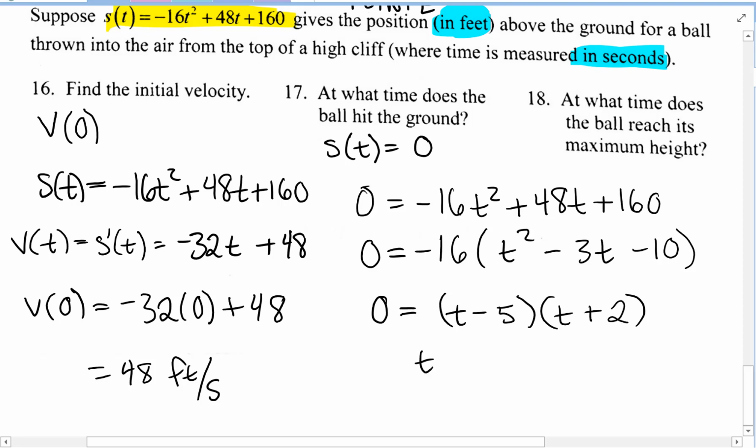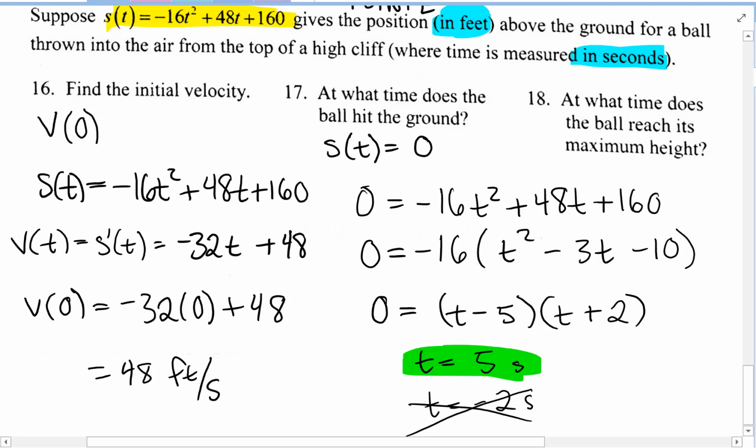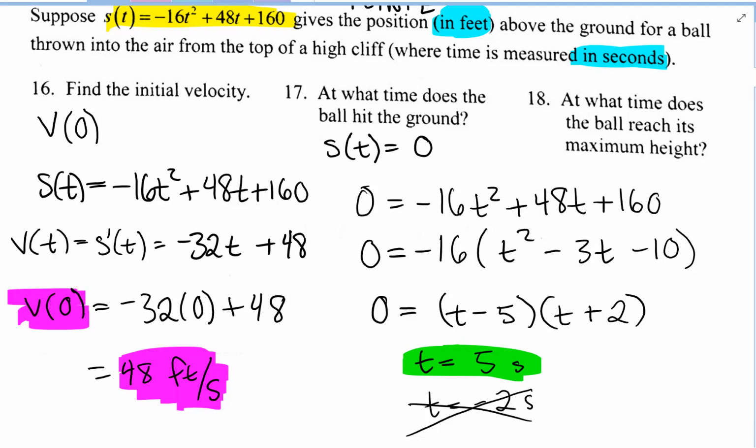So the times at which the ball could possibly hit the ground would be at positive 5 seconds or would be at negative 2 seconds. But this is a real life problem, right? You don't have negative time. You start at time 0. So this is not an option. So when does the ball hit the ground? At 5 seconds. At what time does the ball reach its maximum height?